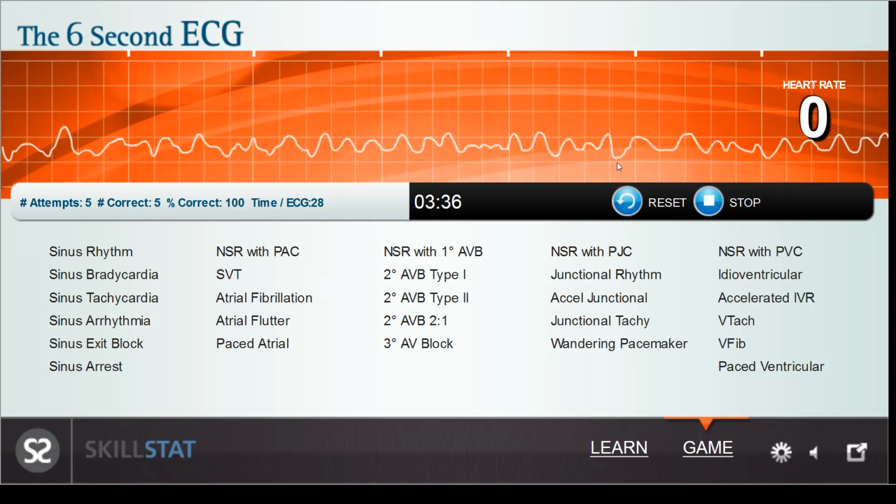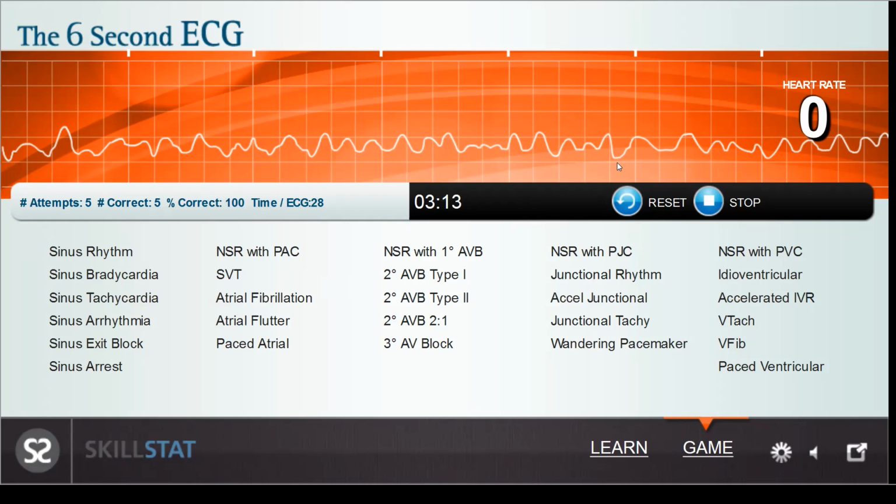If they're still in this rhythm, you're going to shock them again. After you shock them, you do CPR for 2 minutes, check the rhythm, and the next drug now is amiodarone. Amiodarone is the first line antiarrhythmic. So you're going to give 300 milligrams of amiodarone IV, and then you're going to do CPR for 2 to 3 minutes, and you check the rhythm.